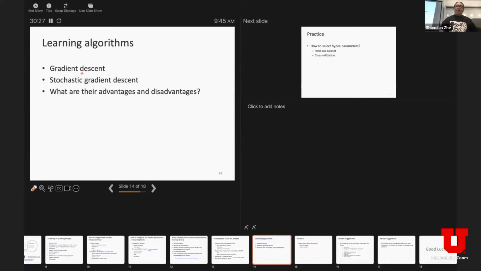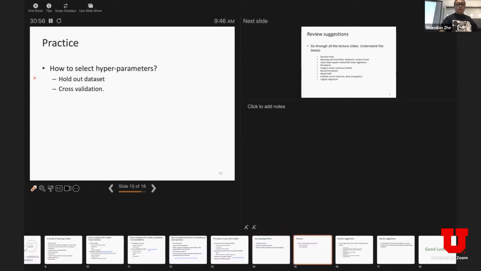Right? And on learning itself, we talked about gradient descent and stochastic gradient descent, right? We should be aware of the advantages and disadvantages of the two. Although I emphasize that in big data scenarios, stochastic gradient descent is always the more favorable choice, right? You need to know what the benefit of gradient descent is, and why gradient descent is not favored in a big data scenario. And in practice, how do you select hyperparameters, right?